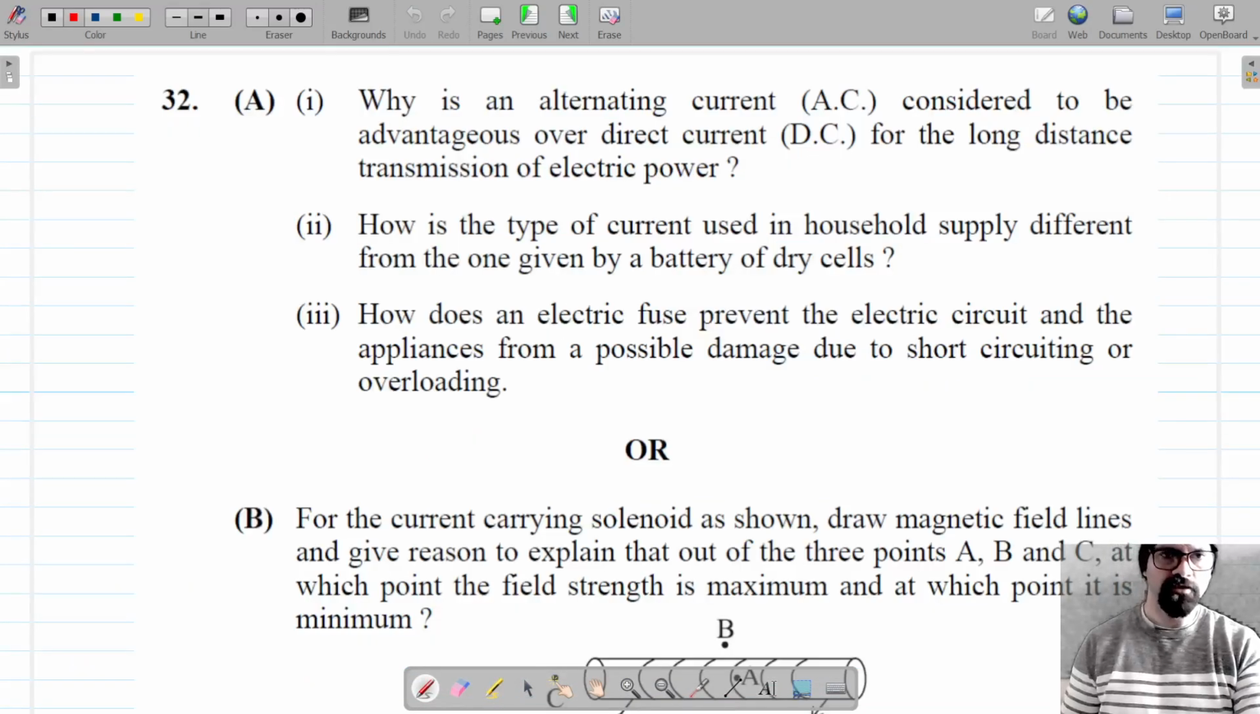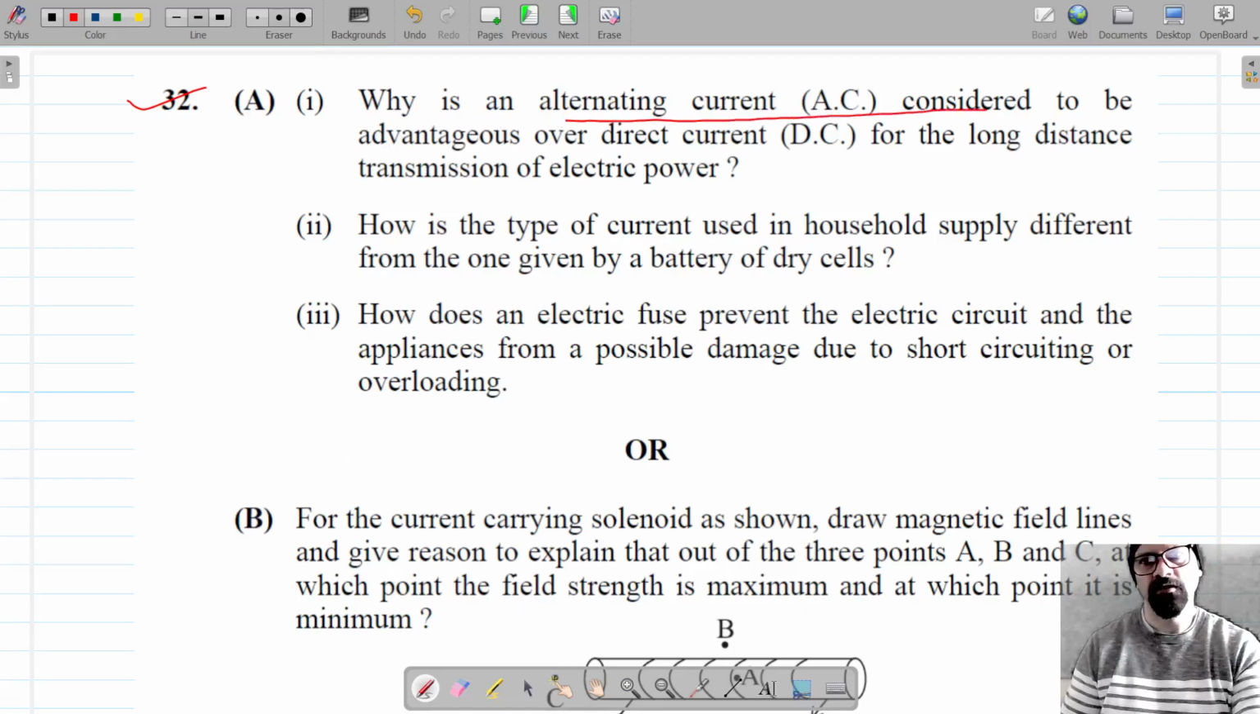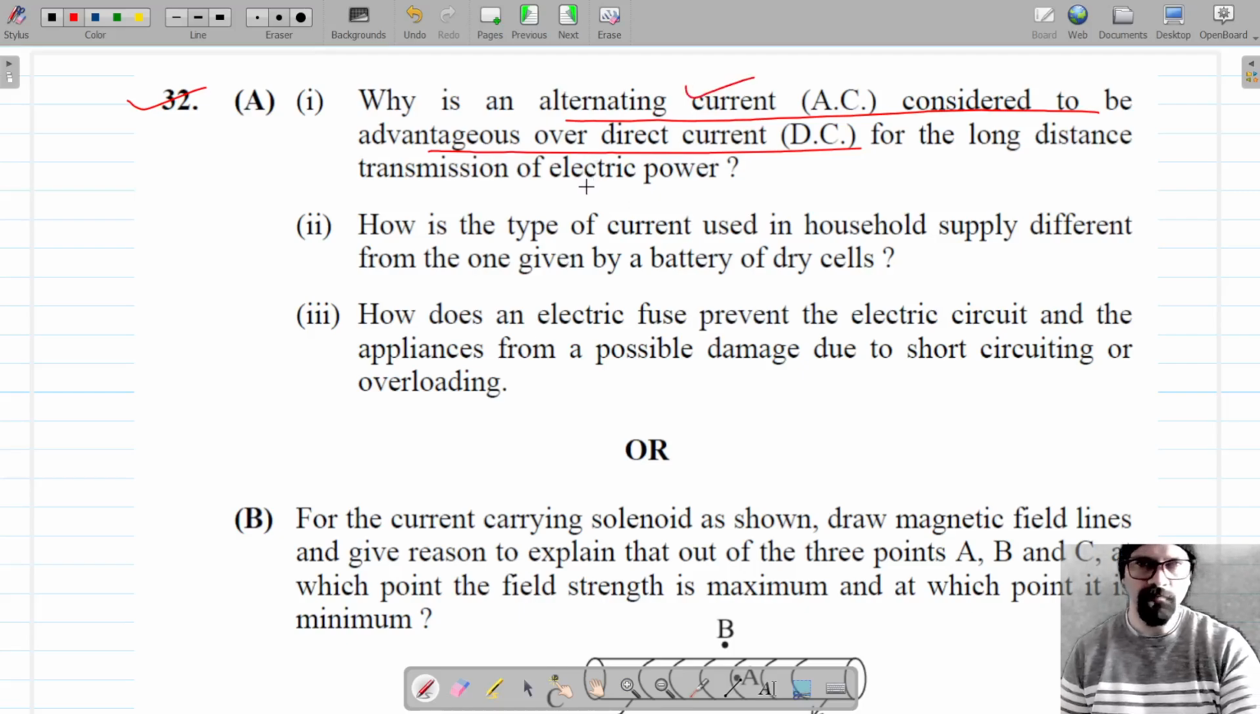Okay, for question number 32, this question has two parts, A and B. Why is an alternating current considered to be advantageous over direct current? Alternating current, as the name suggests, keeps on changing its direction with the passage of time, or we can say during fixed intervals. And direct current is the one which does not change its direction; it's a unidirectional current.